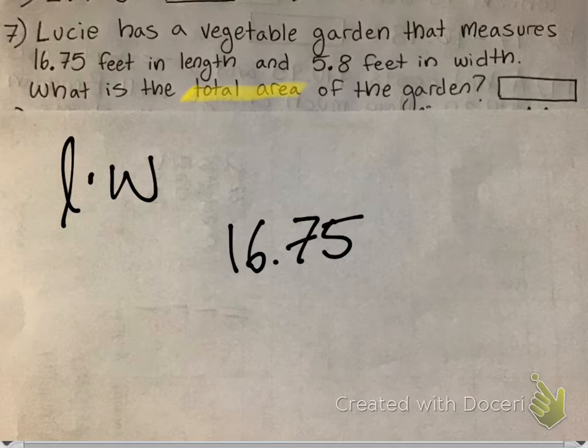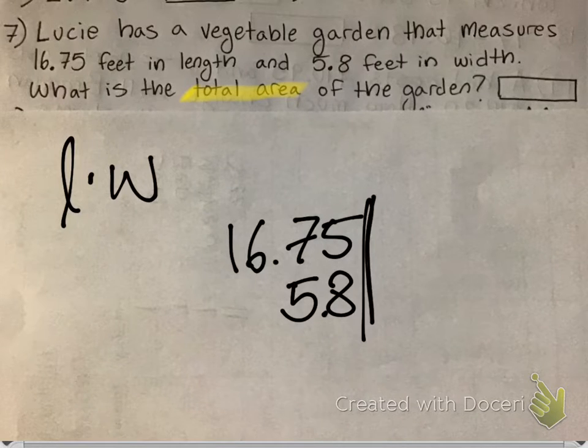So our length is 16.75. Our width is 5.8. Once again, we don't line up our decimals. We line them up at the far right. We had to move it over 1, 2, but now an additional third. So it doesn't matter how many times we move it over or from what number. It still is always how many times we're going to have to move it back. So in the end, we're going to move it back 3 times.